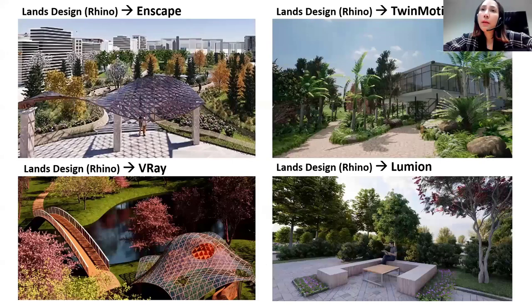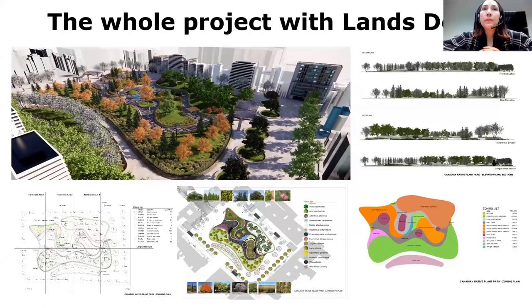These are some examples of different rendering that we applied with Lens Design in case of Rhino version in these examples. So Enscape, V-Ray, Twinmotion, and Lumion are renders that we show here, but there are other renders that are also compatible. If you have any question, you can ask them later on.